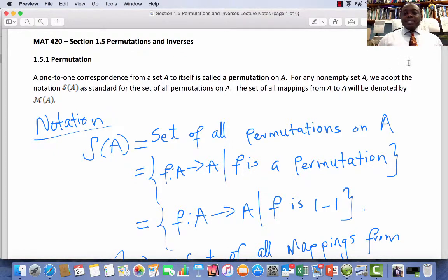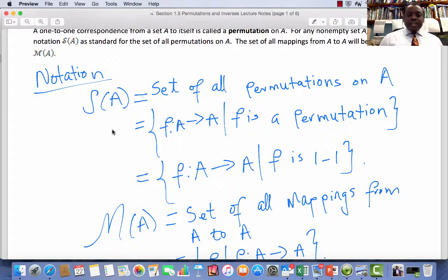Now, for any non-empty set A, we adopt the notation SA to mean the set of all permutations on A. And the set of all mappings would be denoted by MA. So let me break that down a little bit. Whenever we see SA, it means the set of all permutations on A. In set notation, this is the set of all mappings F from A to A such that F is a permutation. In other words, the set of all mappings F from A to A such that F is one-to-one.